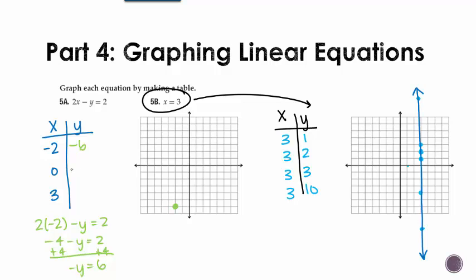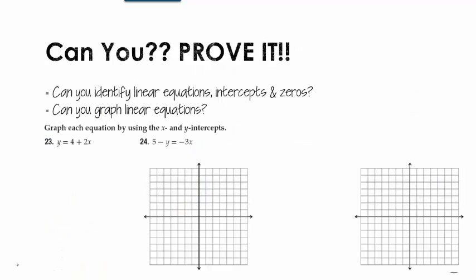If I plug in 0, I get -2. If I plug in 3, that gives me 6 minus y equals 2. So subtract 6 from both sides, divide by -1, I get 4. And now I have some points here. All I got to do is connect them. So we're going to focus a lot more on the intercepts than we are making a table, but it's equally as important that you can plug stuff into a table and get things out.